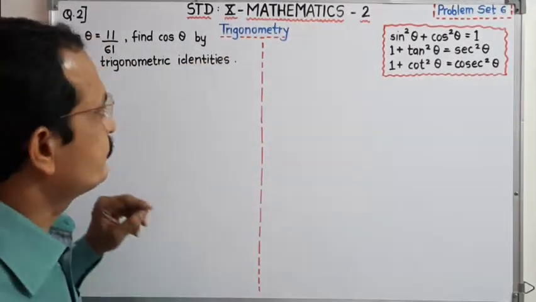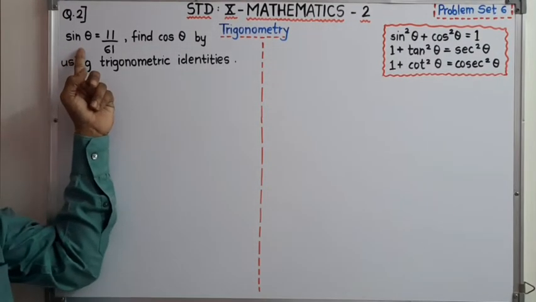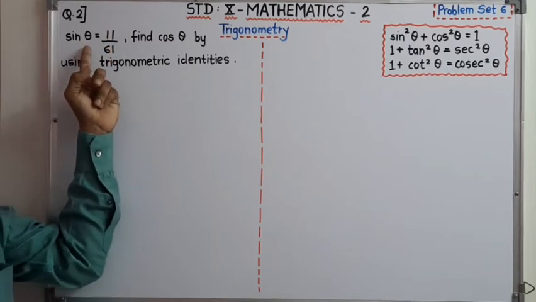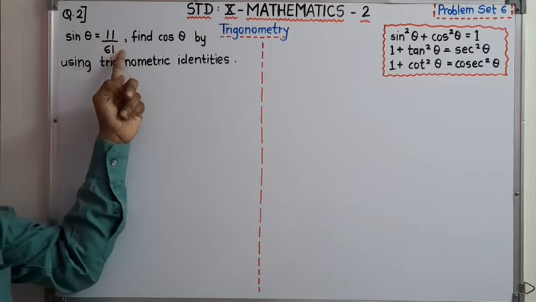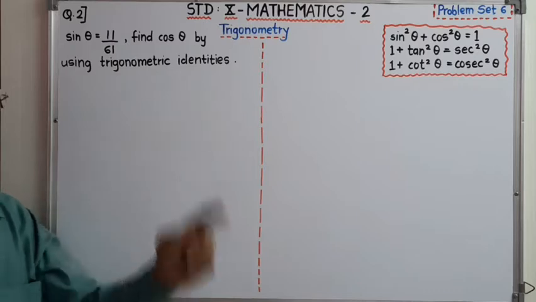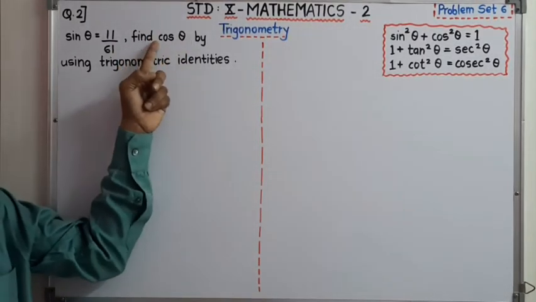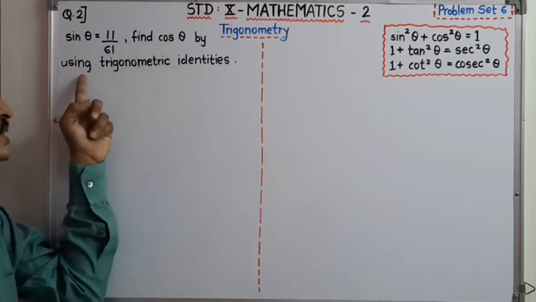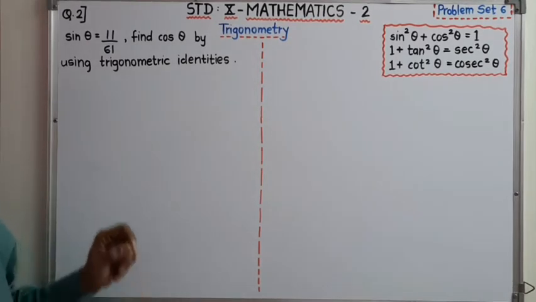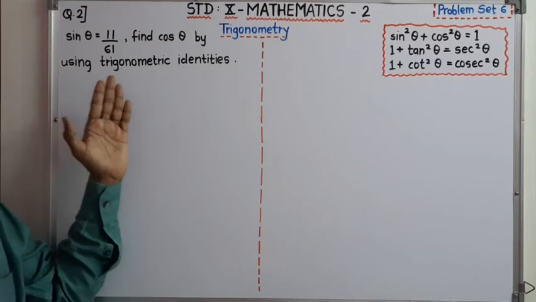Now dear students, see in question number two, sin theta is equal to 11 upon 61. That means the sin ratio for the angle theta is 11 upon 61, and find cos theta by using trigonometric identities. Dear student, we have to find only the value of cos theta, but the condition is given: using trigonometric identities.